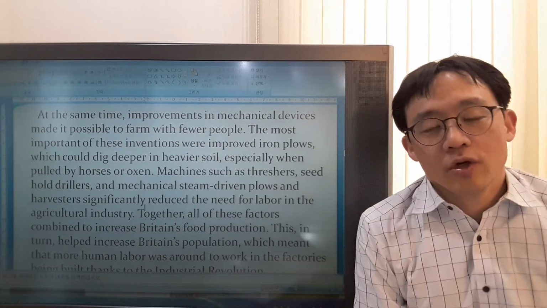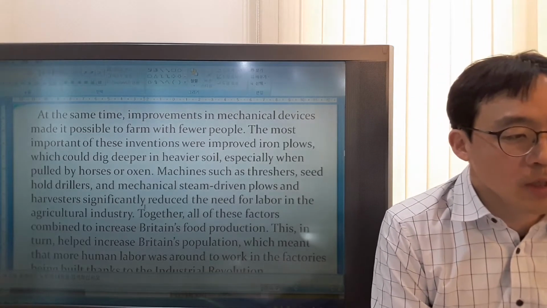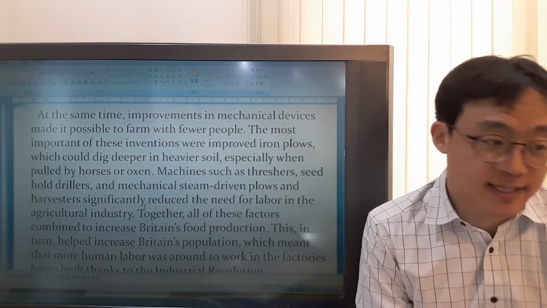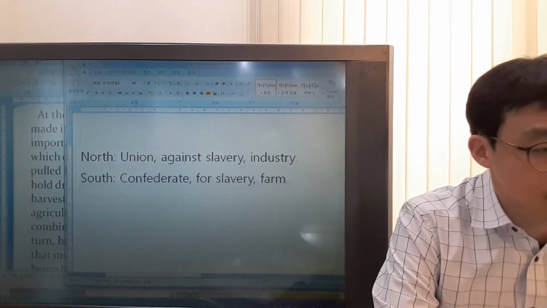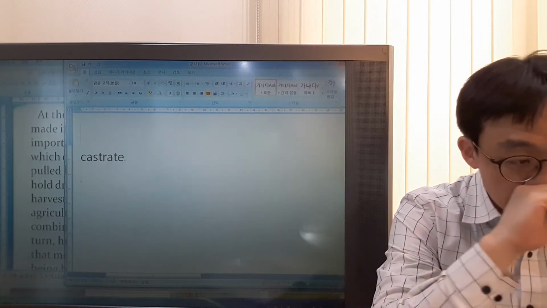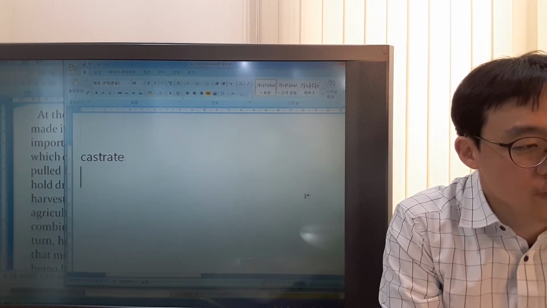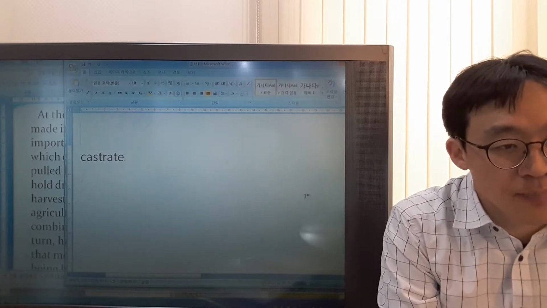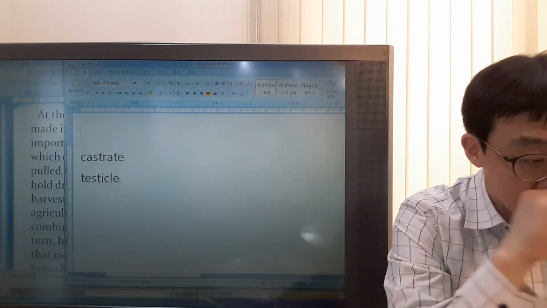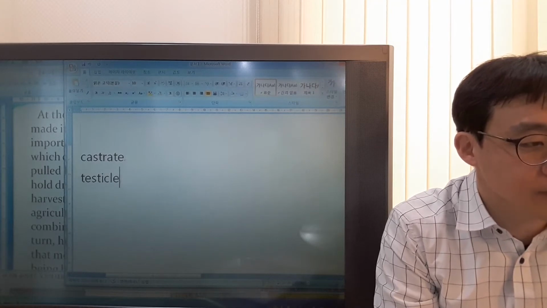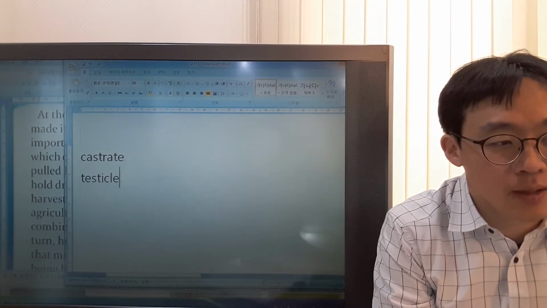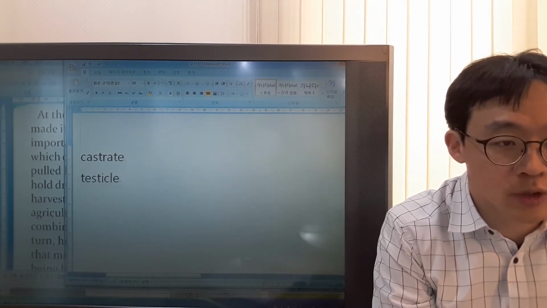Horses or oxen. What is oxen? Oxen is the plural of ox. What is an ox then? It's a bull that has been castrated. Castrated. What does that mean? Castrate means to remove the testicles of a male animal or a man. Do you understand? Testicle is the two sex glands, all right, between men's legs, which produce sperm.